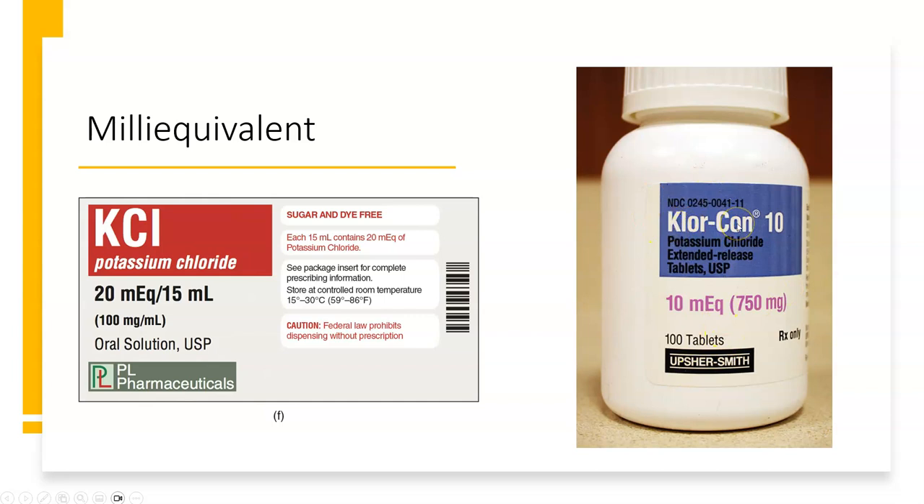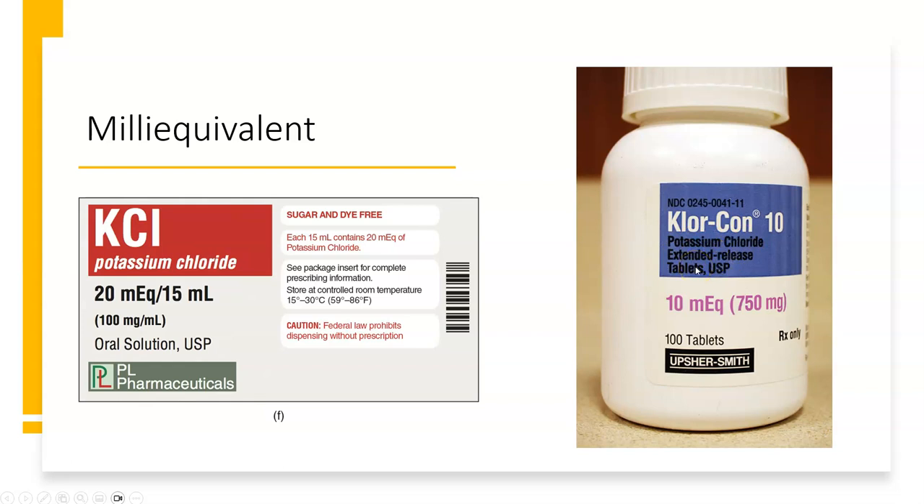This is Klor-Con. KCl is the chemistry abbreviation. So this is not a brand name. It's just a chemistry abbreviation for potassium chloride. We don't see any trademark symbol here, so that's not a brand name, even though it looks like there's two names on the label. We know this is a brand name because we got that trademark symbol. So Klor-Con 10 is a 10 mEq potassium chloride extended release tablet.